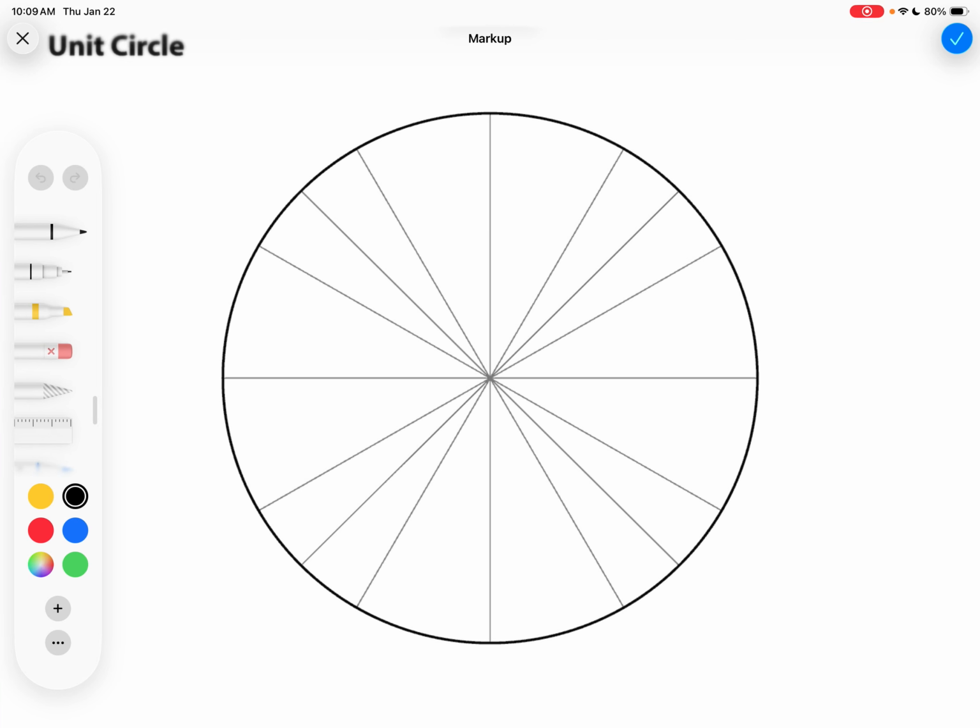Okay, so the very first thing we're going to put on our unit circle is we're going to draw our X and Y axis. So just extend these out. This is technically not one of the colors. This is just a visual here.